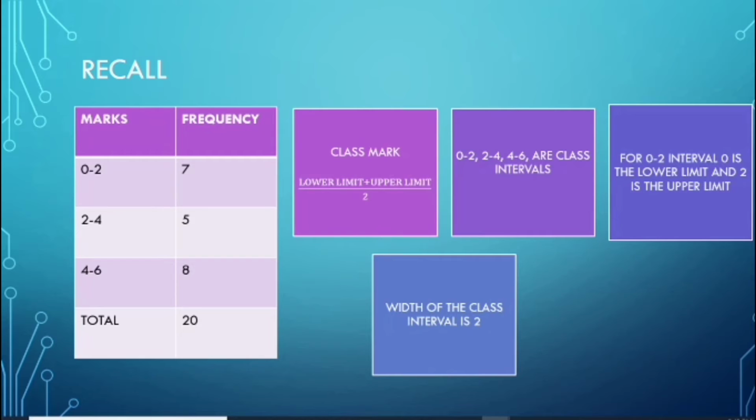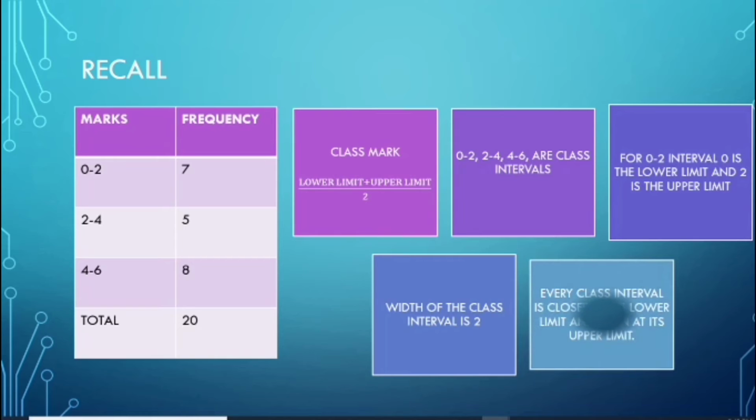The distance, or you can say the difference between the upper limit and the lower limit, is known as the width. You can see easily here, 2 minus 0 is 2. So therefore, the class width is 2. Lastly, a very important fact.